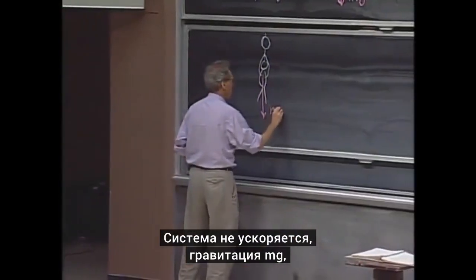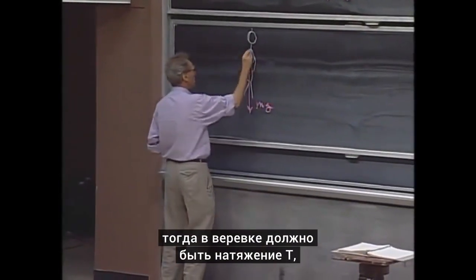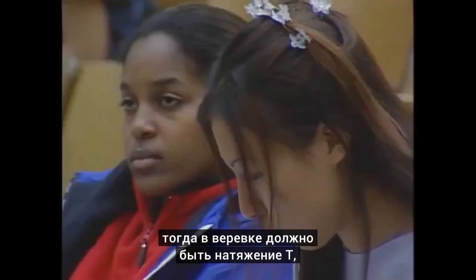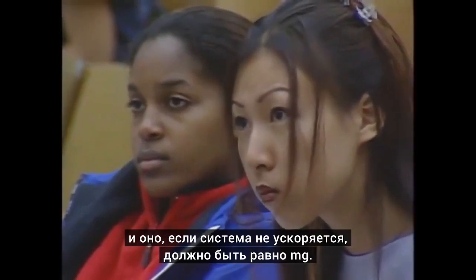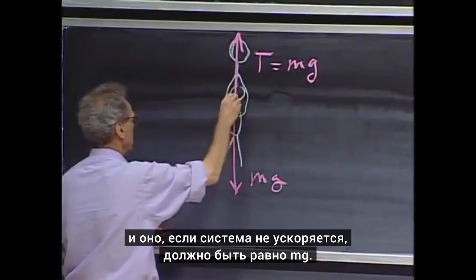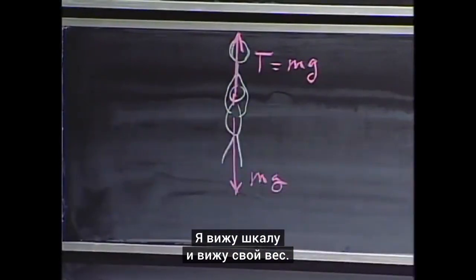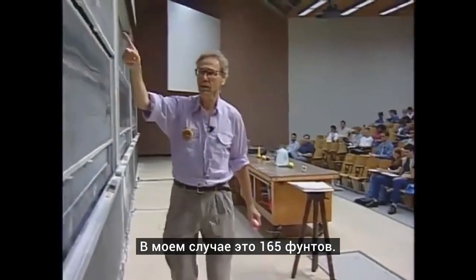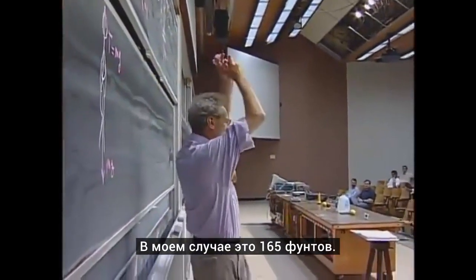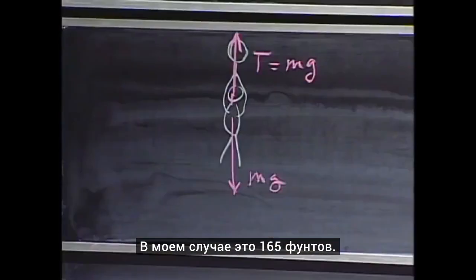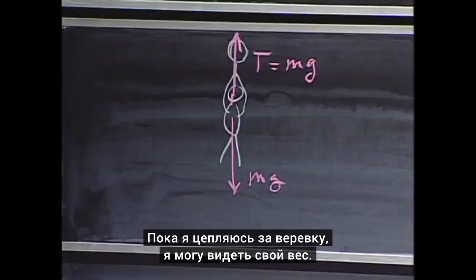Gravity is mg. And so there must be a tension in this string, T, which is pulling you up, which, if there is no acceleration, must be mg. I read the scale, and I read my weight. This scale indicates, in my case, 165 pounds. While I'm hanging, I can see my weight.